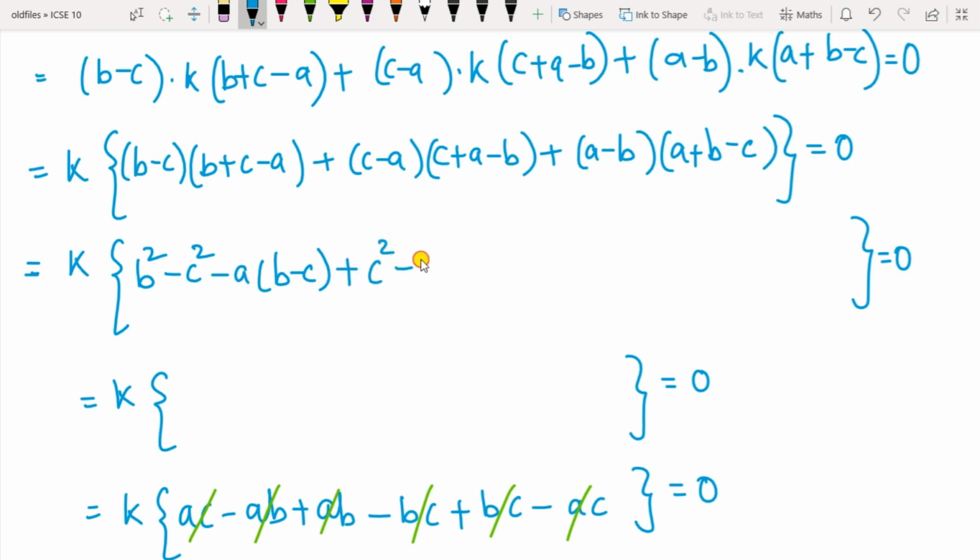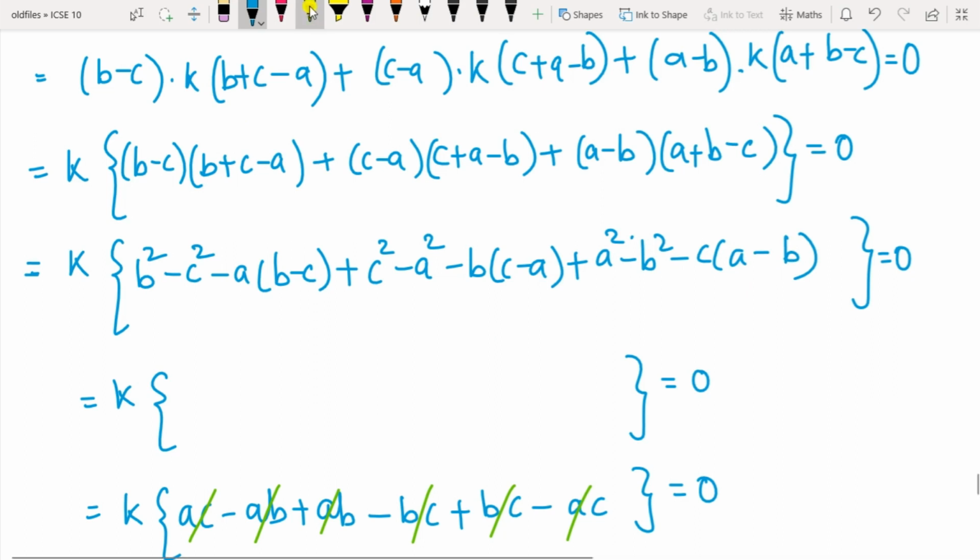This will be c square minus a square. Remaining term here is minus b and this bracket (c minus a). This one, plus a square minus b square minus c(a minus b). Right? Now you can see like terms with opposite sign. This is b square plus minus, this is c square plus minus, and this is a square plus minus, will get cancelled.